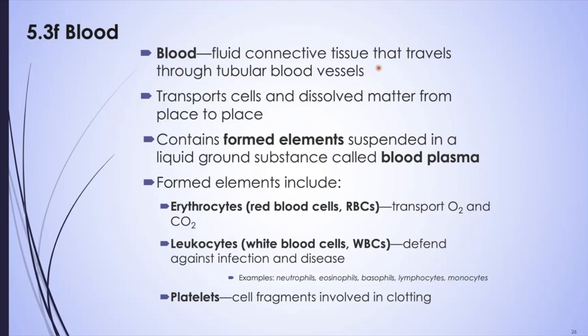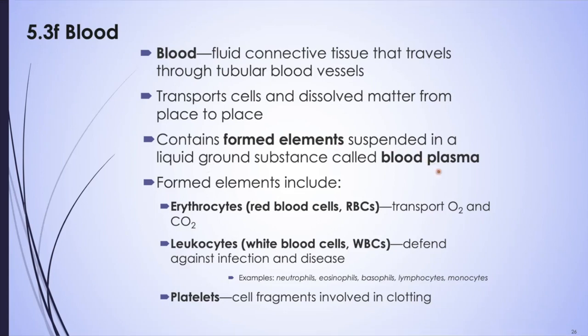It's also going to collect oxygen from the lungs, move it all around the body, and send it to all the tissues. It's going to pick up carbon dioxide at the tissues because that's metabolic waste, and travel that back to the lungs where you can exhale it. And so the blood is a very important connective tissue. It contains formed elements suspended in a liquid ground substance, and that liquid ground substance is called blood plasma.